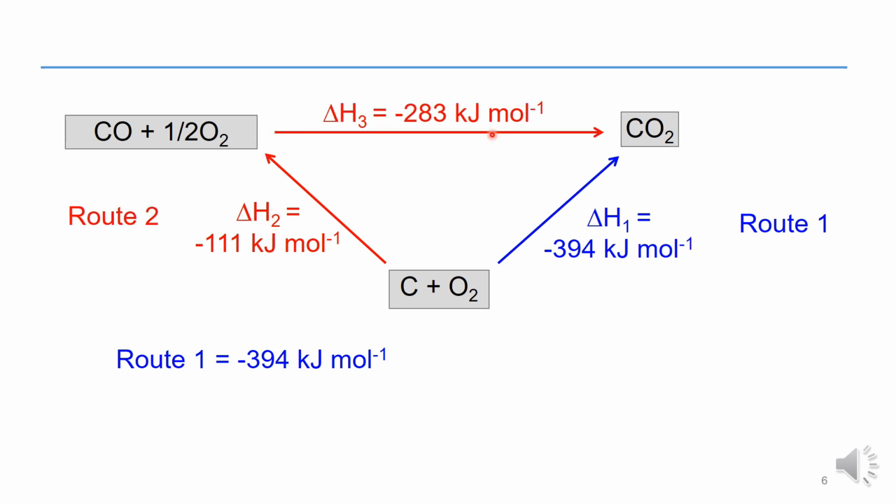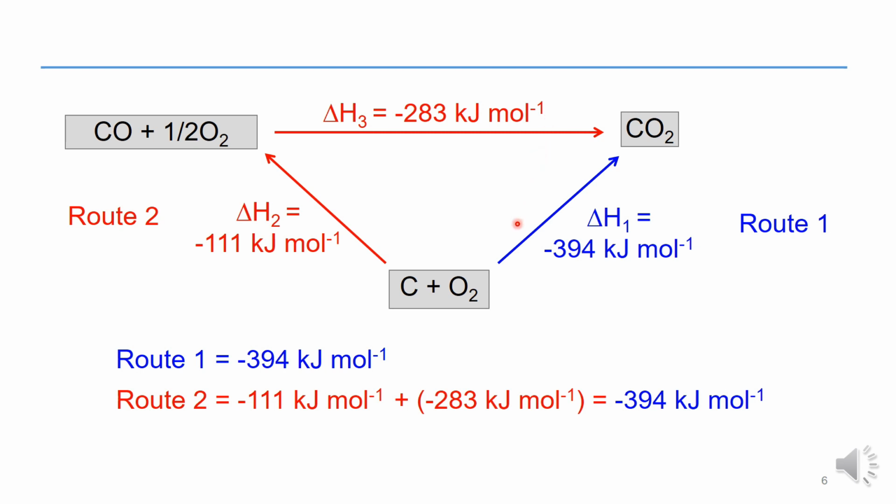And this is the third equation, which is carbon monoxide plus oxygen that produces carbon dioxide. So the value for delta H3 is negative 283 kJ per mole. So from this energy cycle construct, delta H1, the blue one, is route 1. And the red one here, we assume that as route 2.